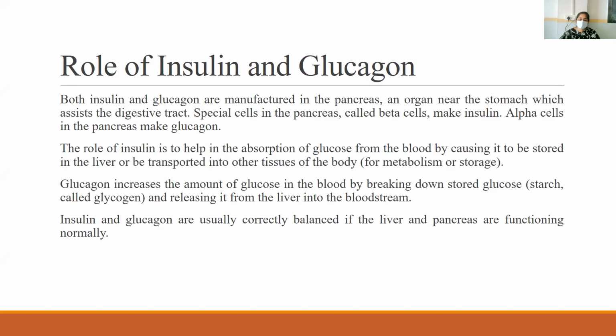So special cells in the pancreas, just now we discussed the alpha cells, beta cells, and the delta cells. Beta cells secrete insulin, alpha cells in the pancreas secrete glucagon, and delta cells secrete somatostatin. What is the other name for somatostatin? Anybody remember a common name for somatostatin?